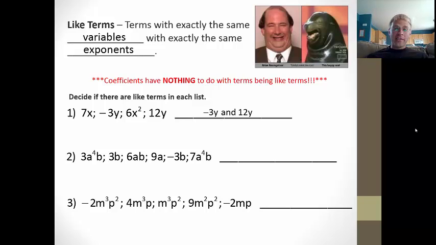Notice they both have the same variable, and as far as we can tell, neither variable has an exponent there. So they have the same variables and the same exponents. 7x and 6x squared are not like terms because even though they have the same variable, those variables have different exponents. Let's take a look at the second list here. We've got a number of these. I'll give you a second or two to think about it: which of these terms do you think are like terms?